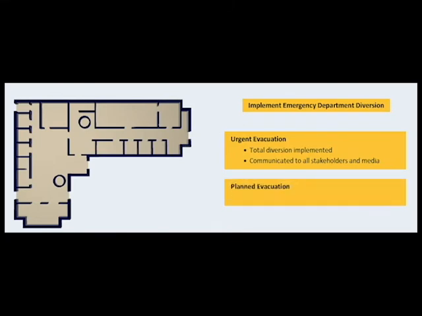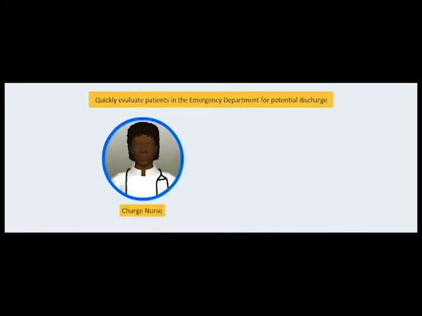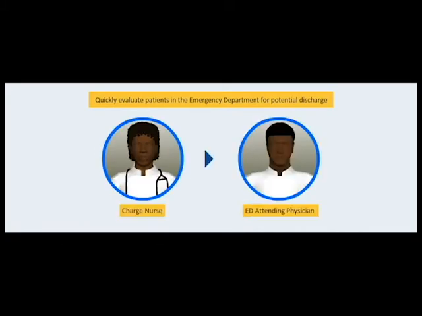In a planned evacuation, diversion status should be limited to EMS traffic only whenever possible. Efforts should be made to quickly evaluate current patients in the emergency department for potential discharge. The emergency department charge nurse should coordinate this with the attending physicians.